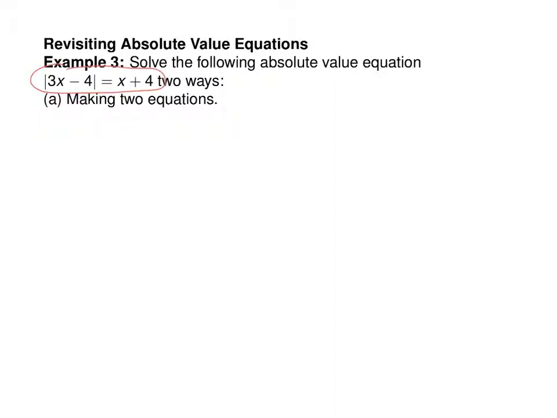So the first equation that you solved was the obvious one. It was 3x minus 4 equals x plus 4. What was the other equation that you solved? 3x minus 4 equals minus x minus 4. Equals negative x plus 4, which Daniel went ahead and already distributed as 3x minus 4 equals minus x minus 4.